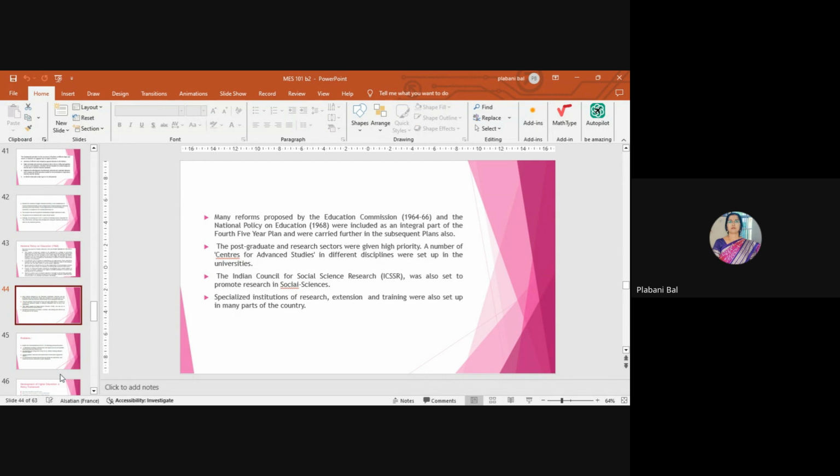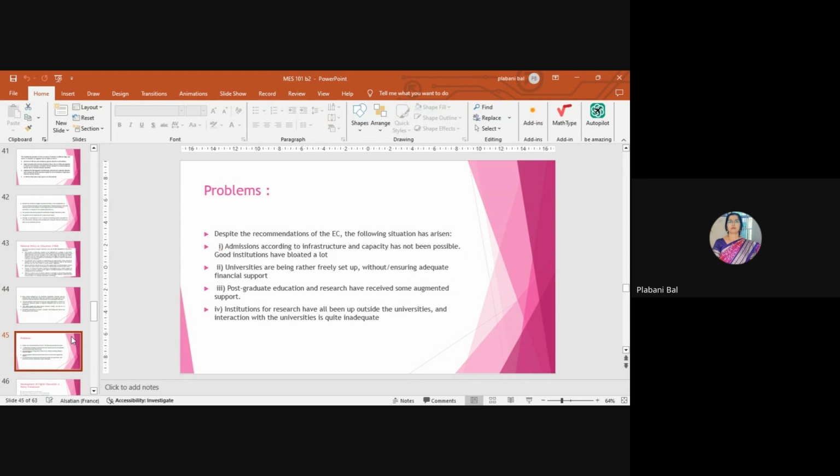So the thought was very good. The thought was fine, but what happened in the practical situation? These were some of the cases. What happened in the practical case? So that's why it was not successful at that time. So these were the problems.